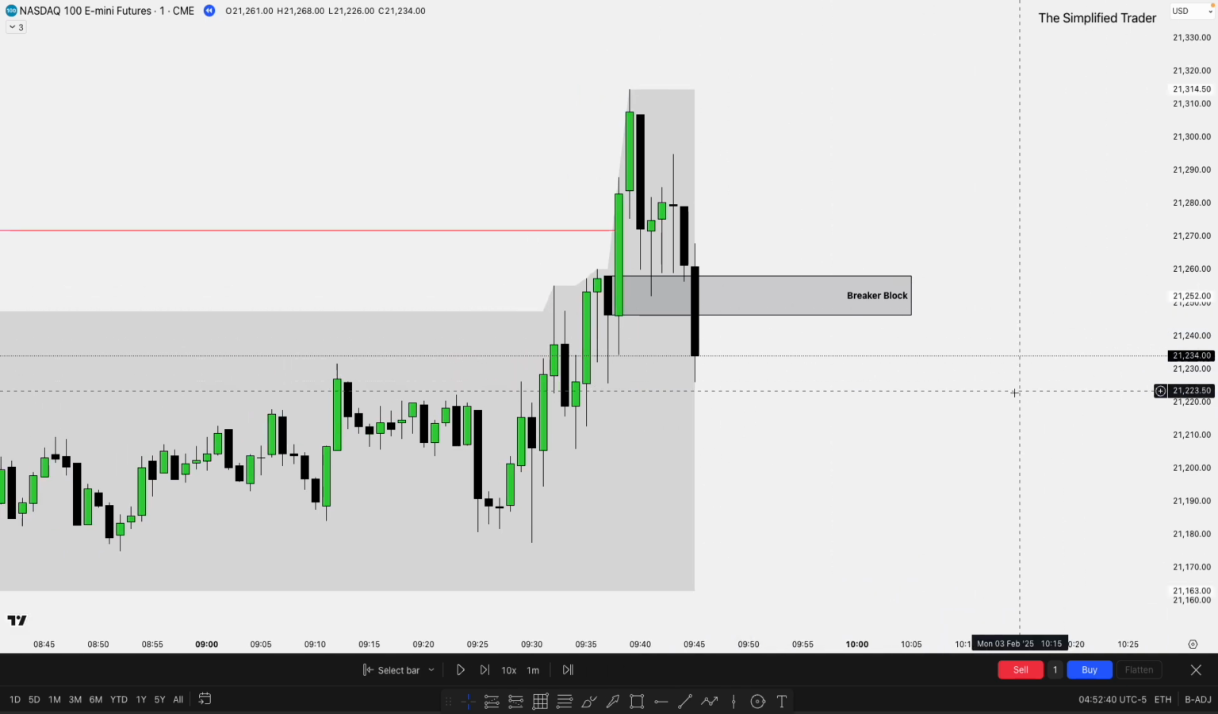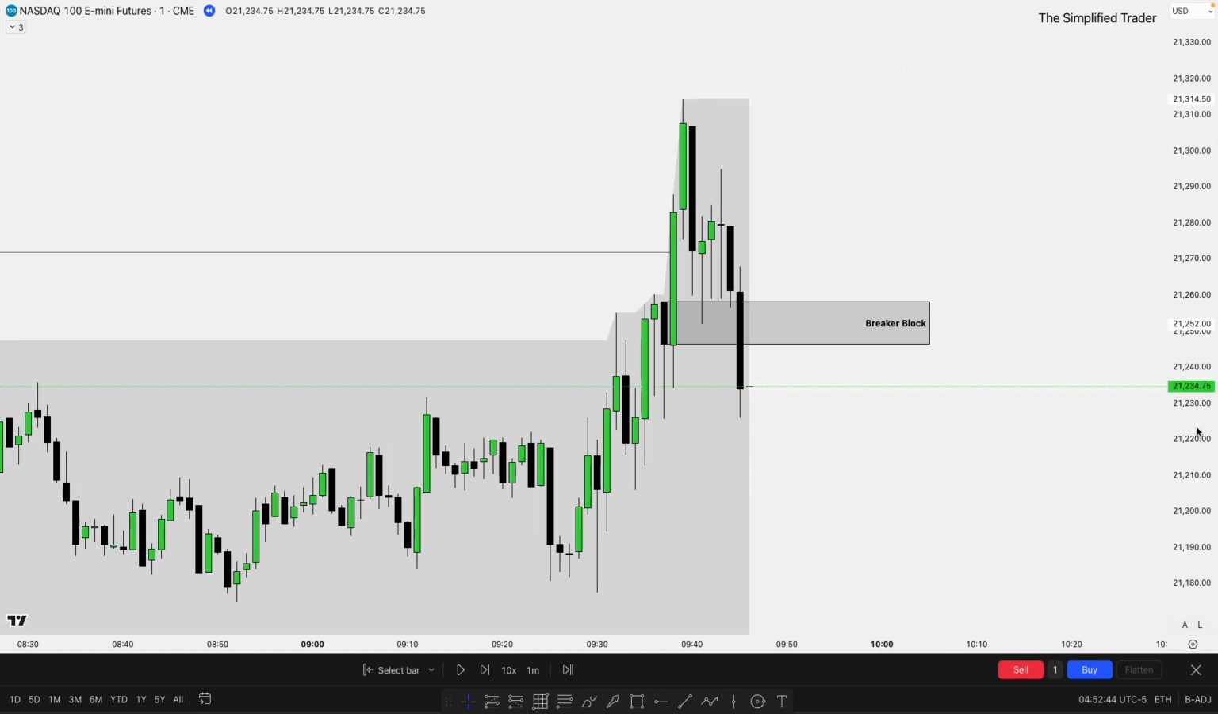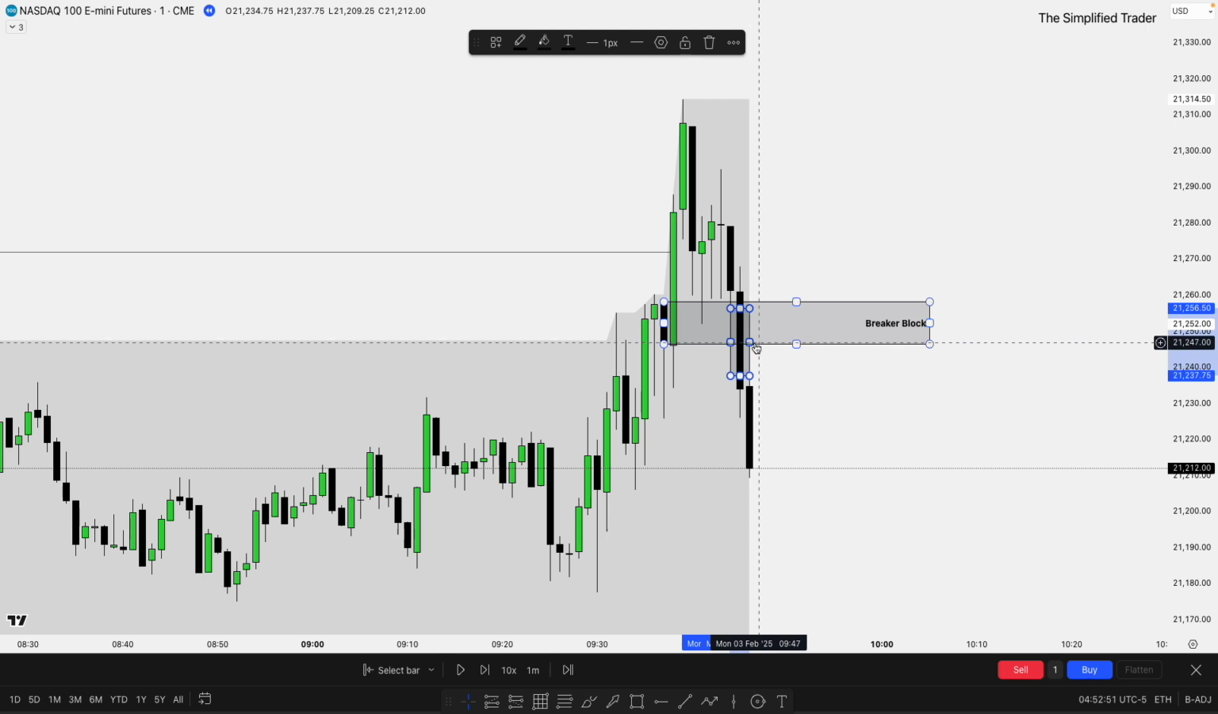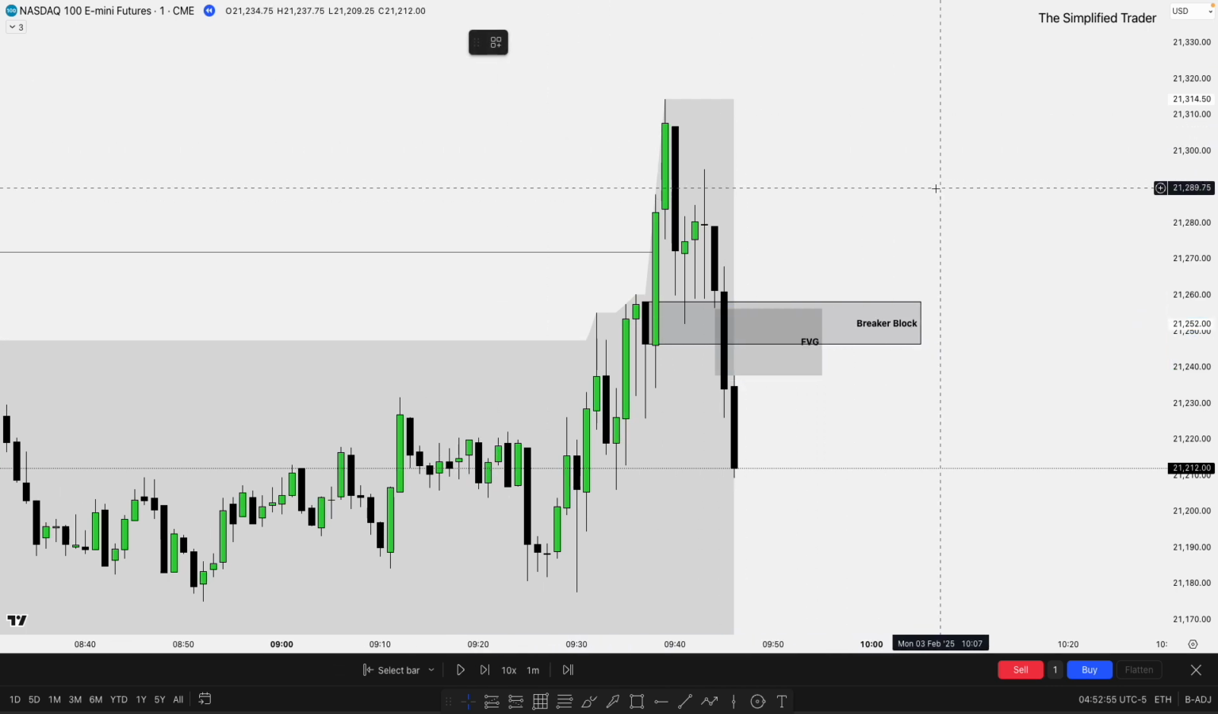Do we have a unicorn model yet? We don't, because we need a fair value gap to form. We don't have that fair value gap, and we wait for one more candle to print. Now, do we have that fair value gap? Yes, we do. Here we have that fair value gap. So we have a valid unicorn setup forming here.